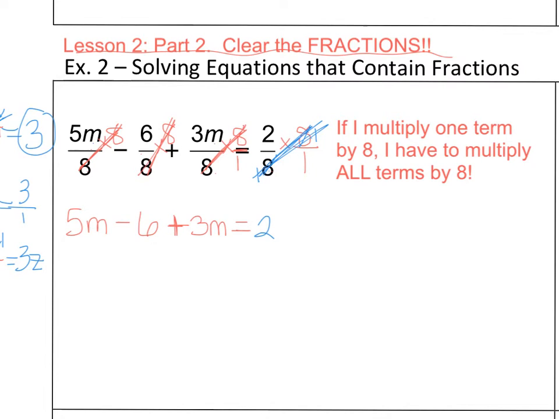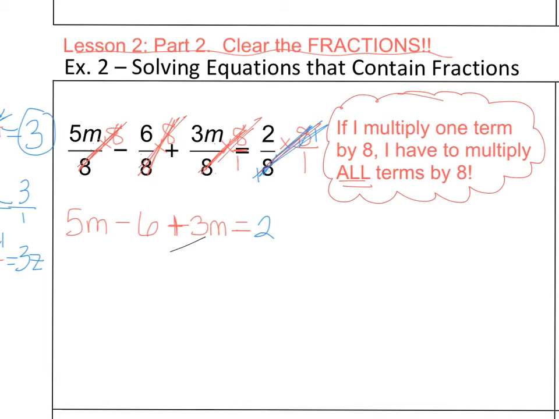Okay, something I want you to note. Write this down off to the side somewhere. If I multiply one term by 8, I have to multiply all terms by 8. So you do not get to pick and choose what you multiply by. You have to be consistent with all terms, okay? If I multiply one term by 8, I have to multiply all terms by 8. But the great thing is now that I have all those denominators gone, I can solve my equation.